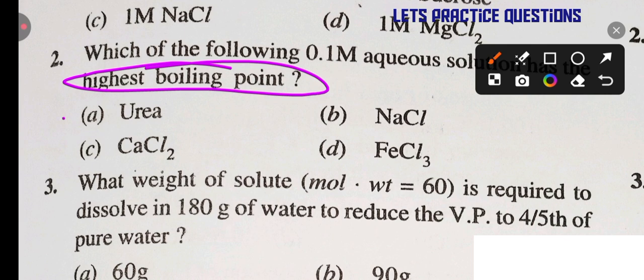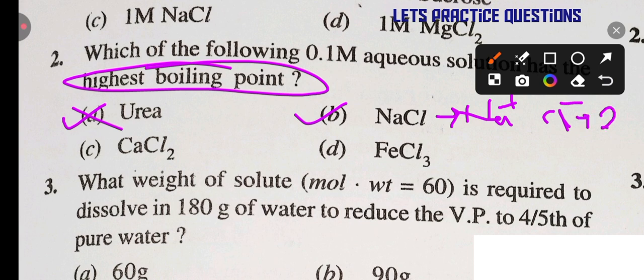In option A, urea does not dissociate, that's why we do not consider this option. In NaCl, it will dissociate into Na plus and Cl minus, so here 2 particles are generated after dissociation. In option C, there will be Ca2 plus and 2 Cl minus, so we have 3 particles generated.